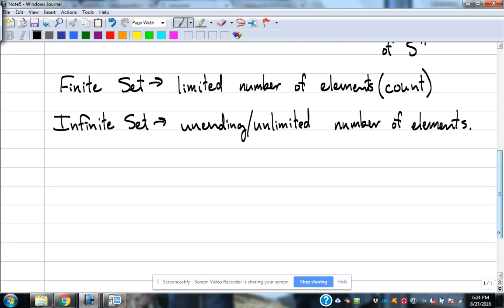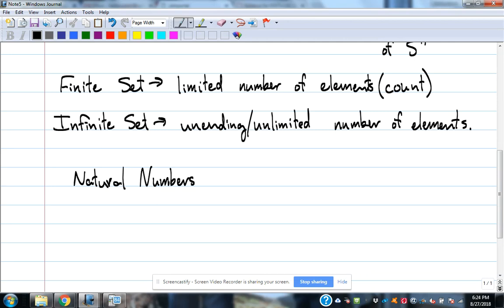All right. Let's look at the natural numbers. The natural numbers are the numbers that you count with. So when you started counting in elementary school or preschool, the first number you started with was what number?